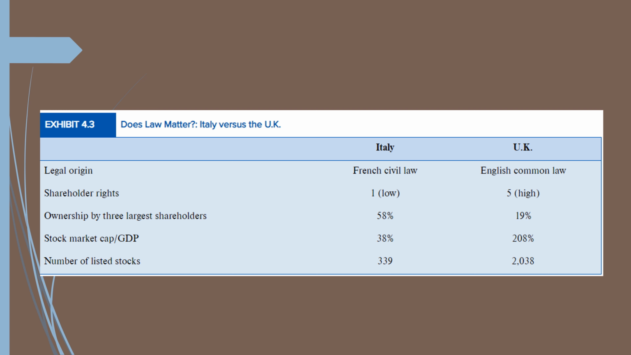In both countries, people have ownership of the company, but in Italy, it's a much higher percentage than the United Kingdom. And the stock market cap to GDP in Italy is 38%, whereas the United Kingdom is 208%. And the number of listed stocks in Italy is 339, whereas the United Kingdom is 2038.